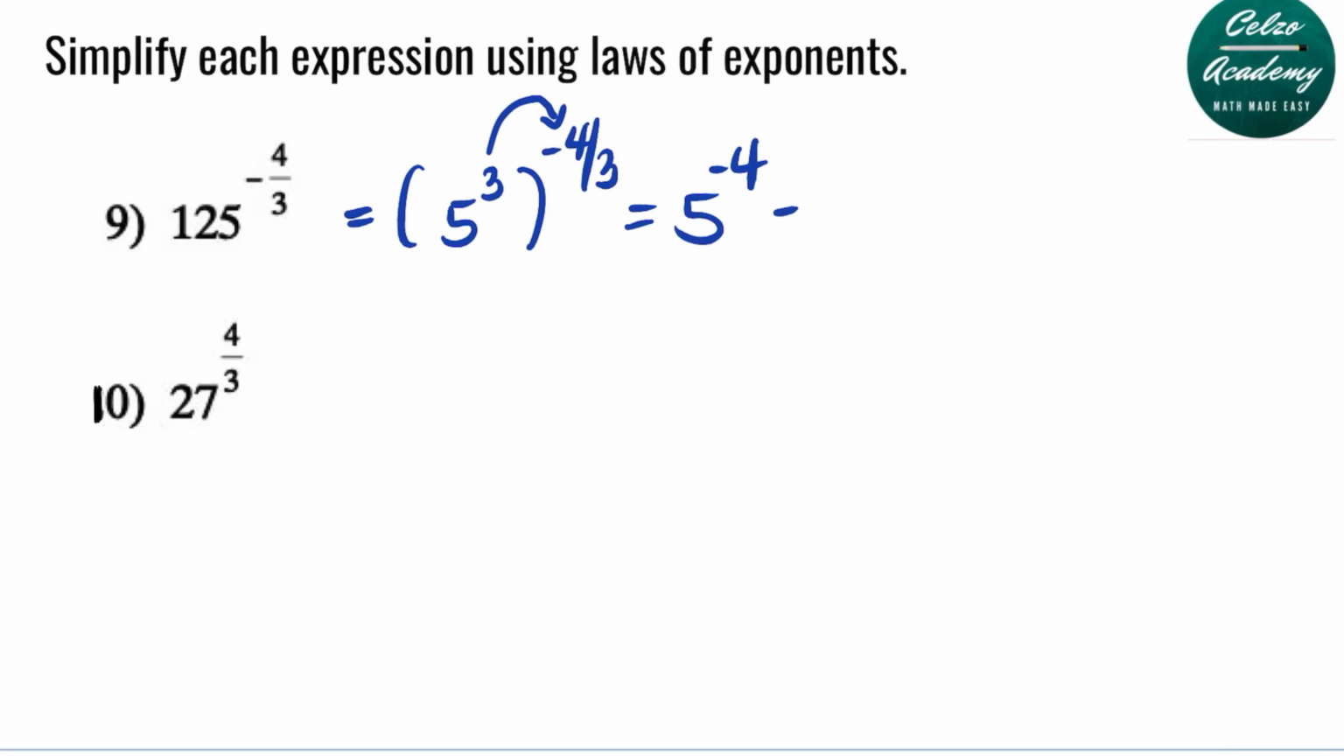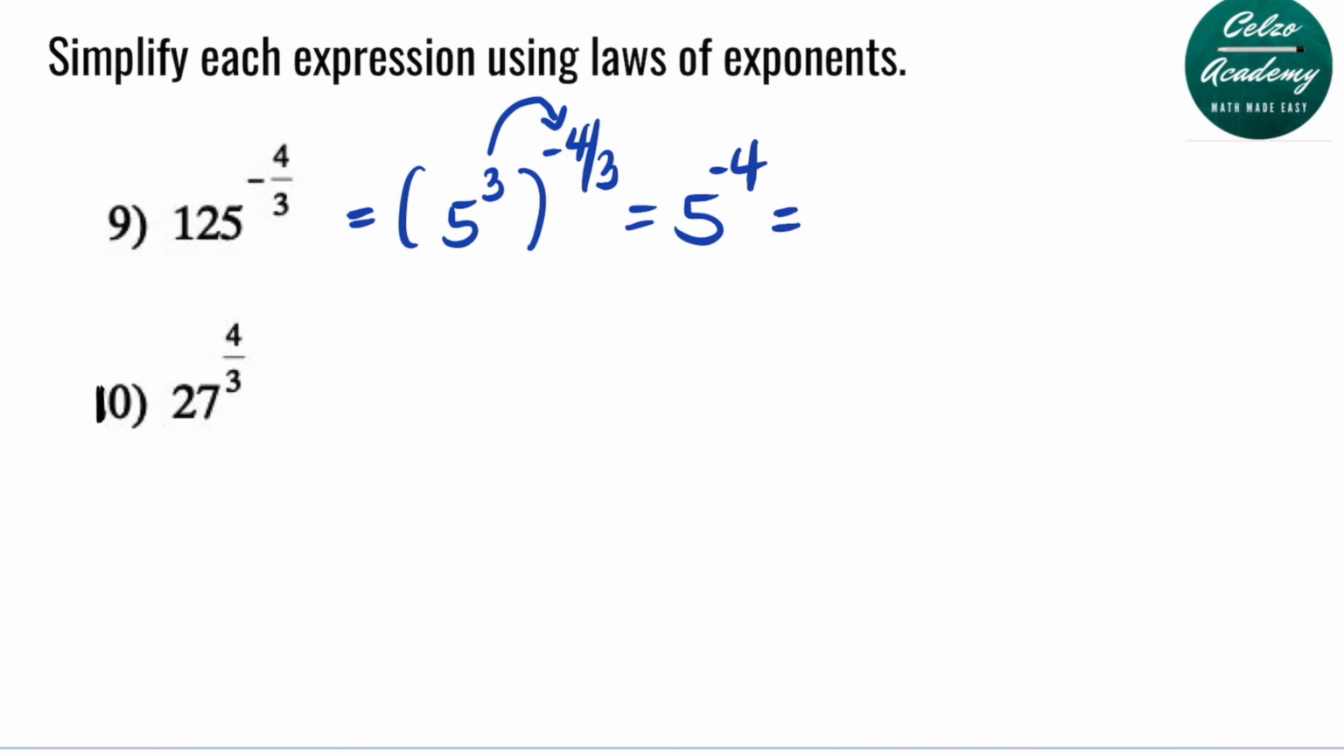Now we need to use the negative exponent rule. To make this positive, we need to move this below and the numerator will be 1. So we will have 1 over 5 to the 4th power. Simplifying this further, 5 to the 4th is 625. So we will have 1 over 625.